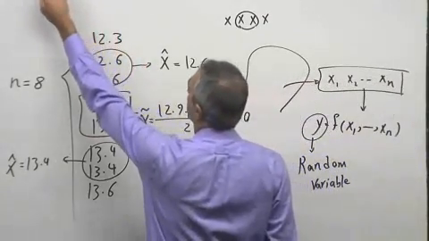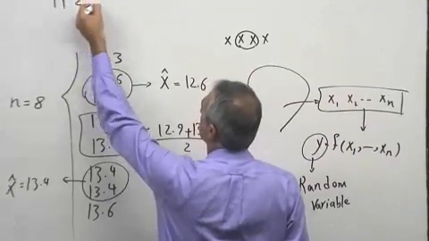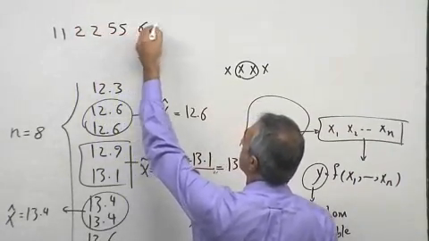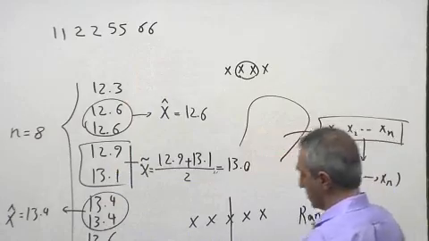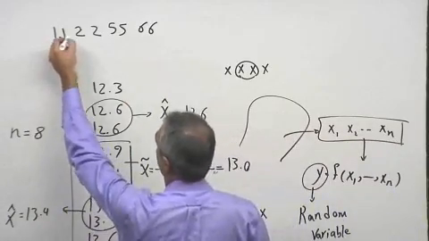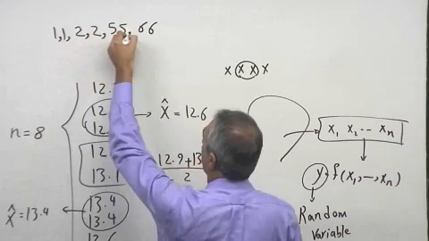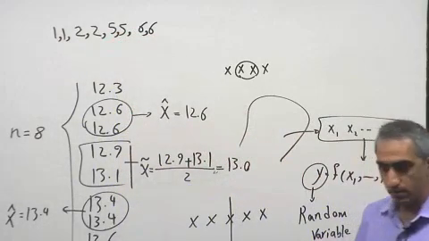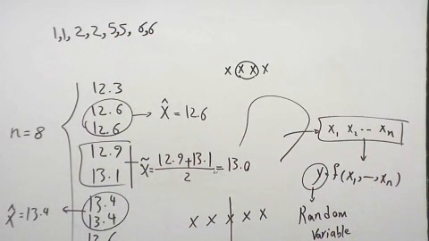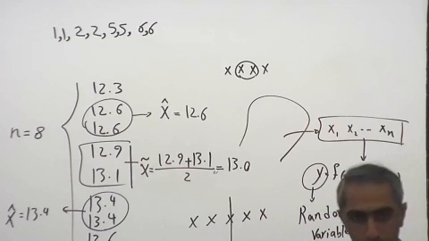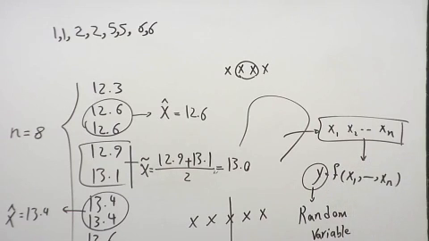Okay. How about this sample? So actually it's not 11. It's 1, 1, 2, 2, 5, 5, 6, 6. So what are the modes? Mode or modes? How many modes do we have? 4 modes. Everybody agrees? No, it's not correct.